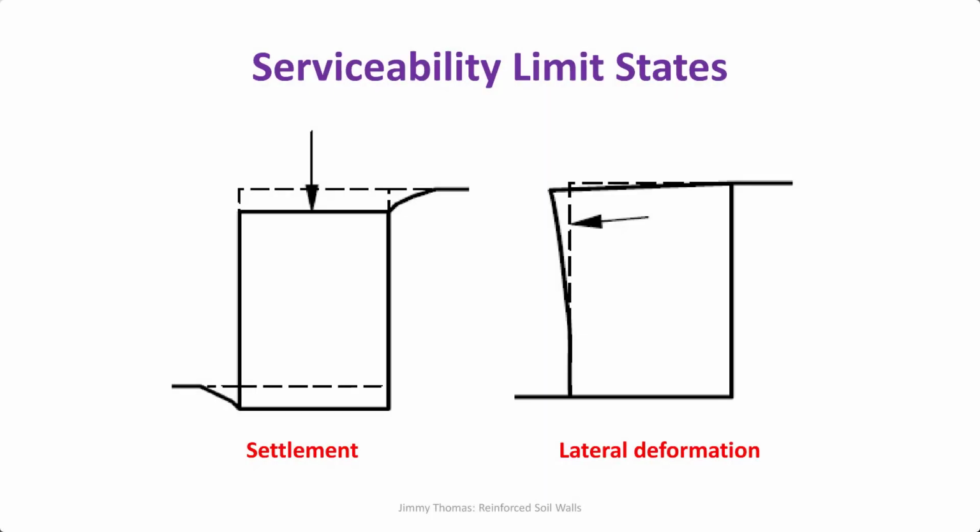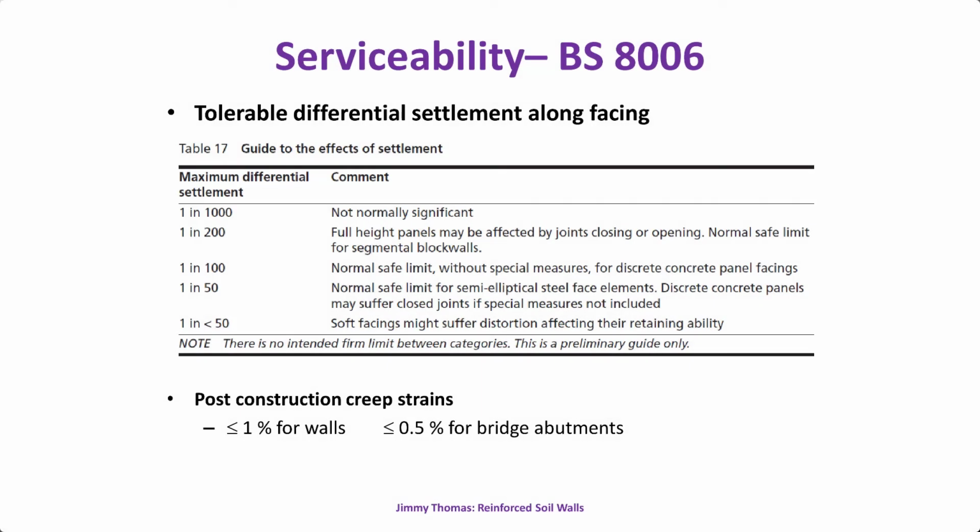Now next is serviceability. We have ensured stability. Next is serviceability. For a reinforced soil wall, there are two: one is settlement, vertical settlement, and another is lateral deformation, how much the wall deforms laterally. Normally codes specify this. As I mentioned earlier, the allowable settlement depends on which type of facing I am using. Some facings can tolerate more settlement, whereas some less. So these are specified.